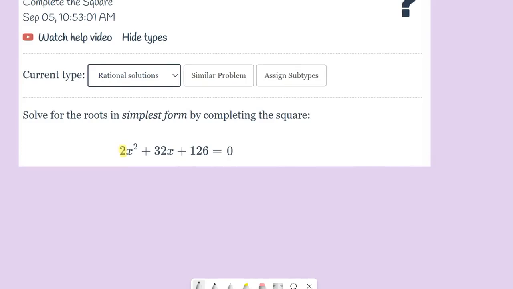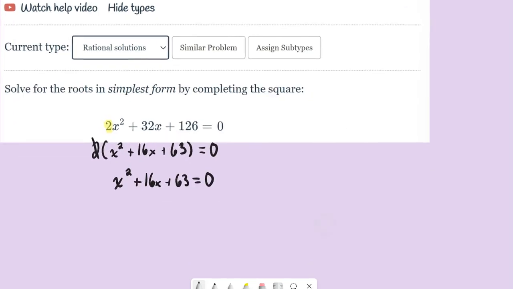So what number can go into both 2, 32, and 126? Well, 2 can. So I'm going to factor out the 2, and that's going to leave me with x squared plus 16x plus 63 equals 0. Now, because everything in parentheses is going to equal 0, it doesn't matter what that 2 is. So I'm not even worried about the 2 now. Now let's just get right back down to this. We got x squared plus 16x plus 63 equals 0.